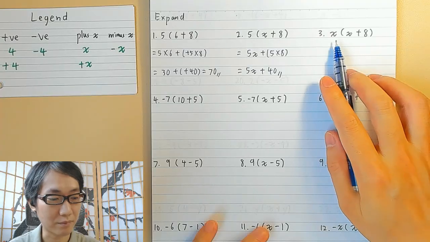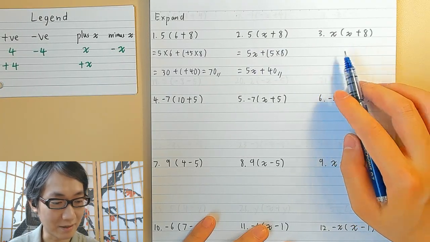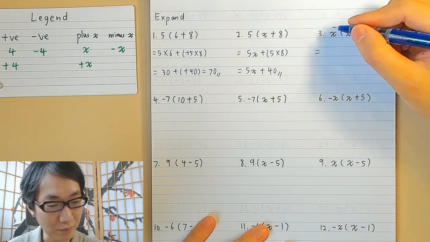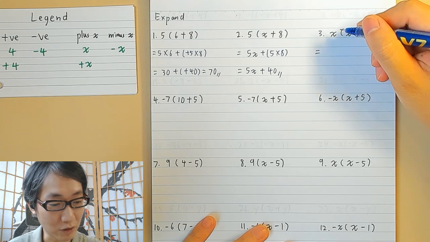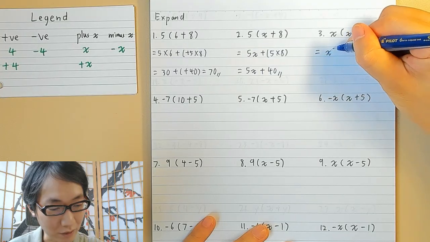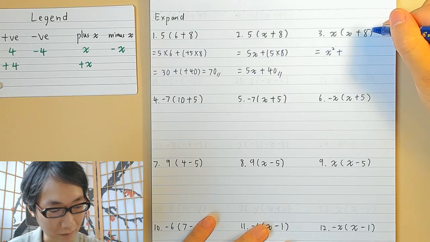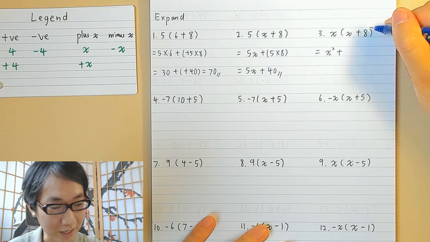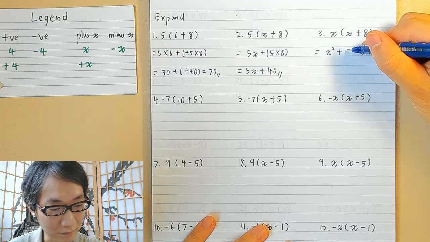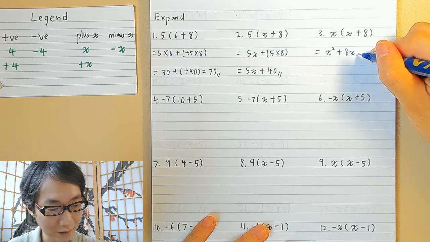Number 3, plus x bracket plus x plus 8. Okay. So the first term will be plus x times plus x, which is still a plus, and it will be x squared. So plus x squared, the plus is omitted, and plus x times positive 8 is 8x, plus or positive. So like this.